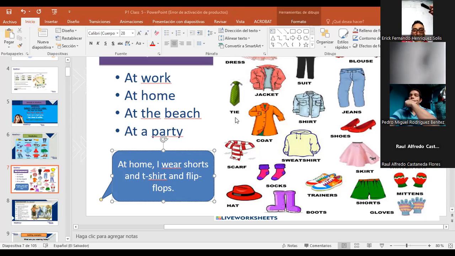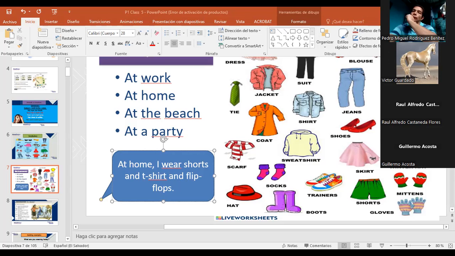At a party, for example, the party is a wedding. La fiesta es una boda. What do you wear at a wedding? At a wedding, en una boda, at a wedding, I wear a dress, high heel shoes, tacones, high heel shoes. Only that. I wear a dress and high heel shoes.